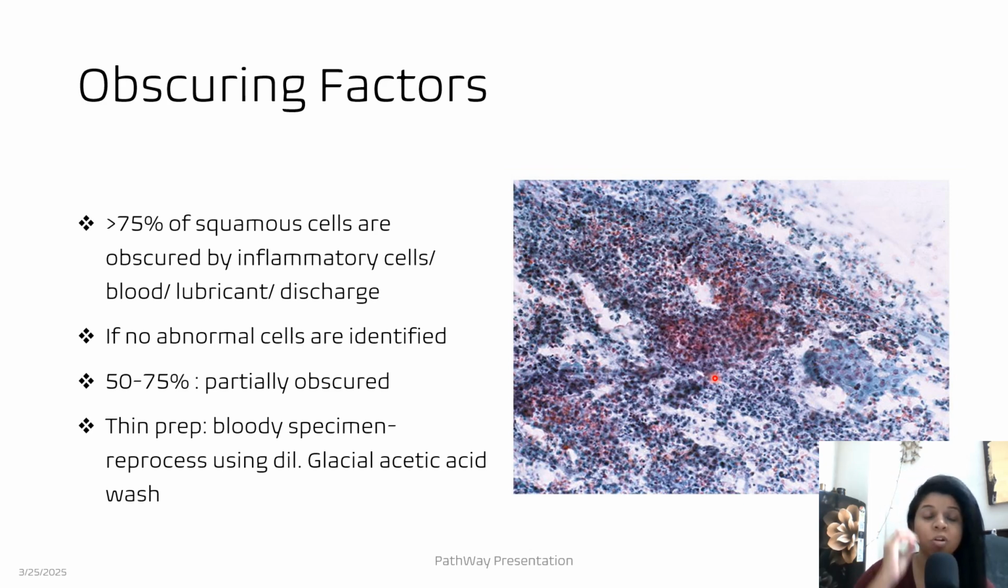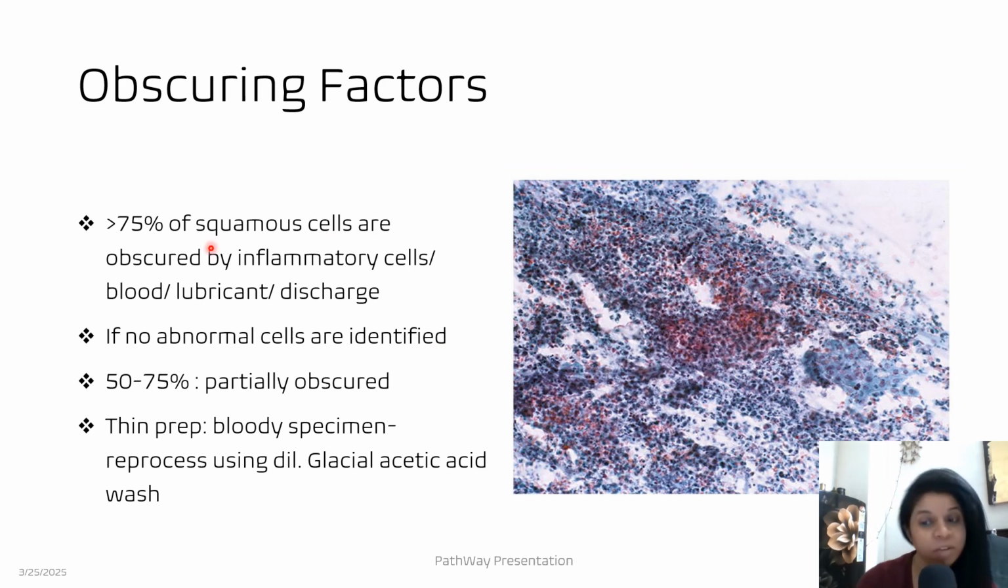In the background there are squamous cells, but you cannot see them because of the obscuration by the inflammation. And it is more than 75% of the squamous cells, not 75% of the slide. The squamous cells that were present, if more than 75% are obscured, then you call it unsatisfactory for evaluation. If the cellularity is less, it is still unsatisfactory for evaluation. Cellularity is there, but it is obscured, that is also unsatisfactory. But provided there should be no abnormal cells identified.